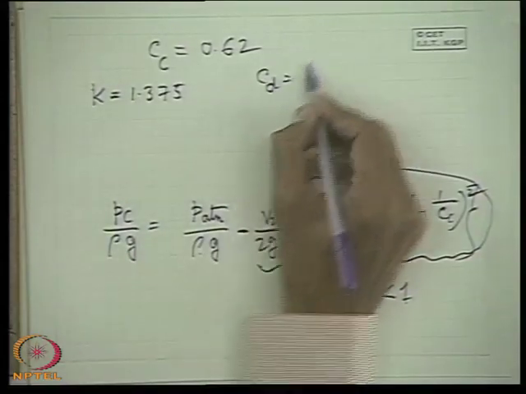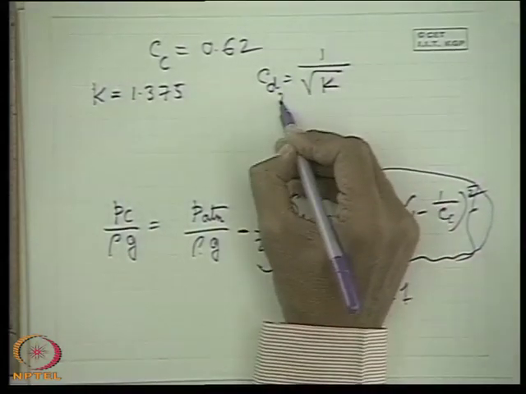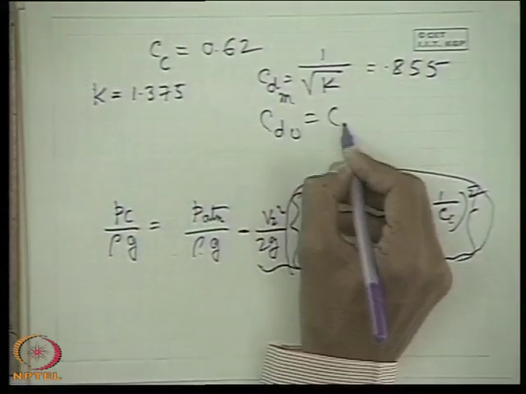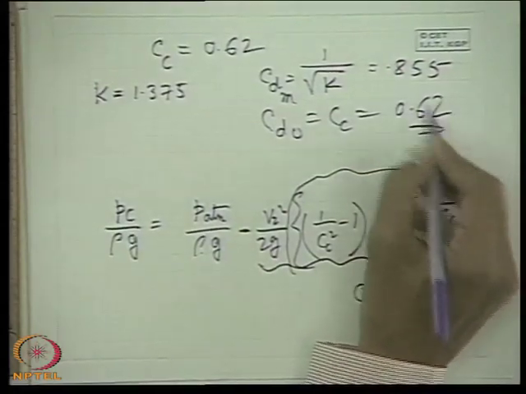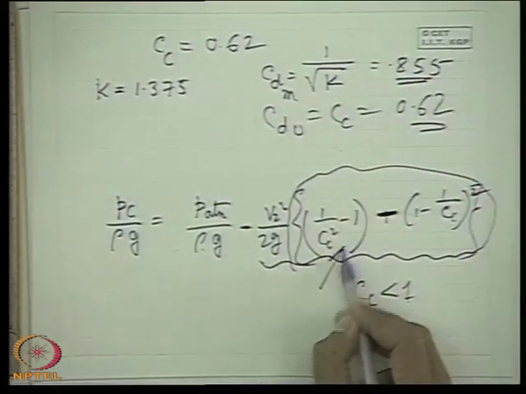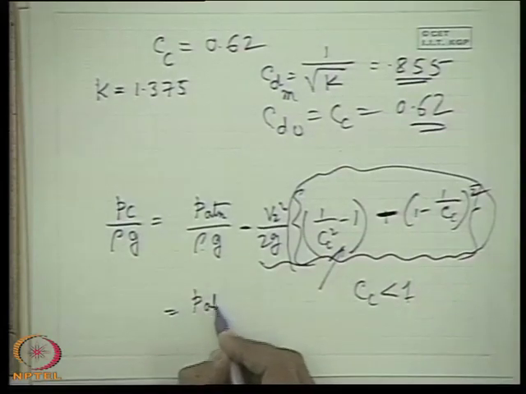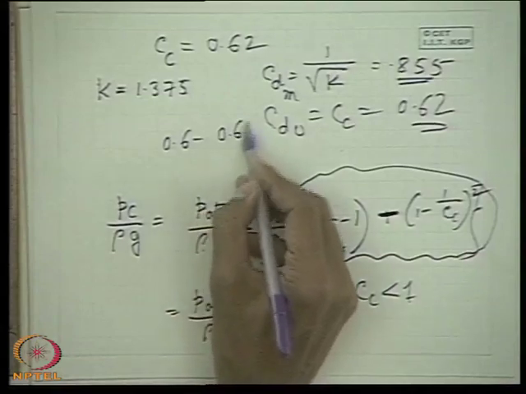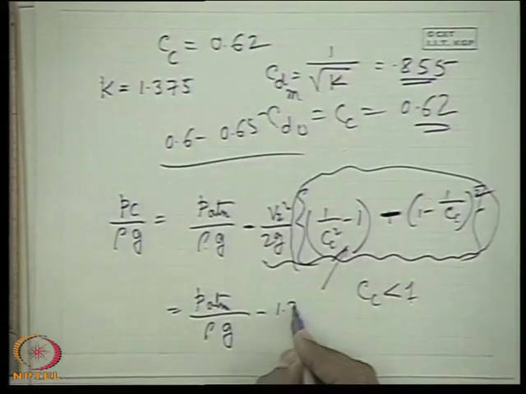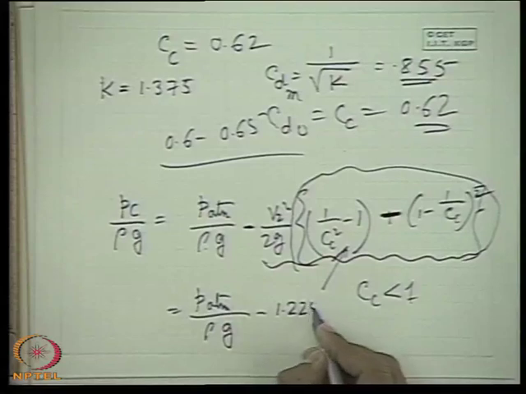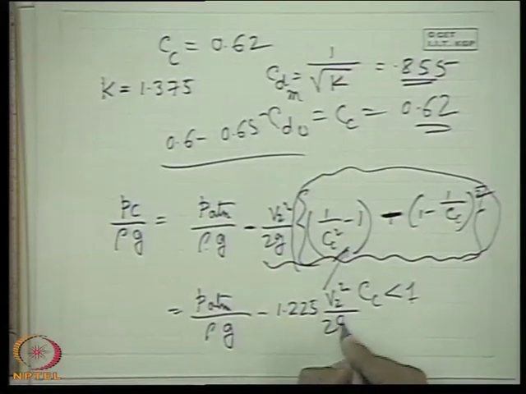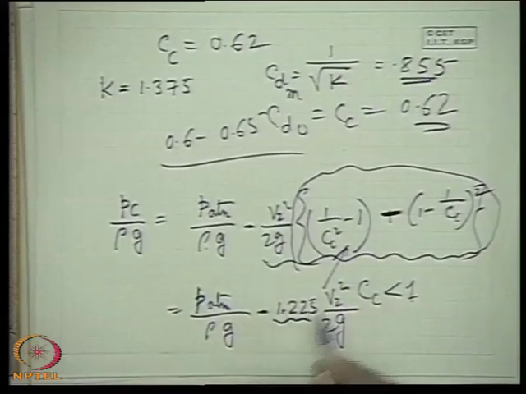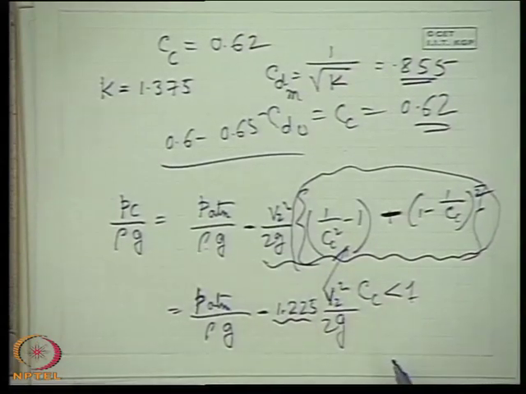So CD, which is 1 by root over k for the mouthpiece, becomes 0.855. And CD for the orifice is Cc, that is 0.62. Very important thing. And if you put that value 0.62 here, this is a representative value. Cc usually lies between 0.6 to 0.65. So minus 1.225, roughly the value is like that. That means this will be lower than the atmospheric pressure by 1.225 times the discharge velocity here.